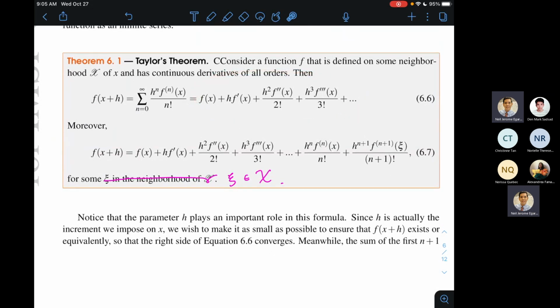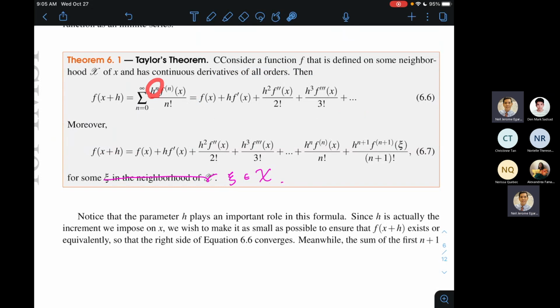So you'll need summation of powers of h times derivatives of certain orders all over n factorial. And in expanded form, it will look like this. So starting today, please familiarize yourselves with equation 6.6, this formula, because we'll be using this repetitively, okay? And then the nice thing about Taylor's theorem, it also gives us a way on how to truncate this infinite series to a finite number of terms.